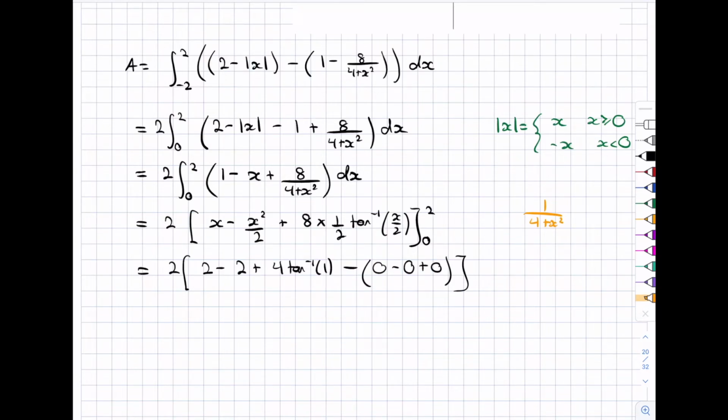And what am I left with? 2 minus 2, well that's 0. 4 times tan inverse of 1. Tan inverse of 1 is pi on 4. 4 times that is pi, and so I have 2 times pi, which is 2 pi. It's an area, so it's square units. And that should be our final answer.